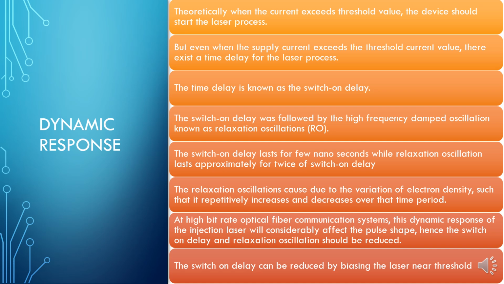The relaxation oscillations are due to the variation of electron density, such that it repetitively increases and decreases over that time period. In high bit rate optical fiber communication systems, this dynamic response of the injection laser will considerably affect the pulse shape. Hence, the switch-on delay and relaxation oscillation should be reduced. The switch-on delay can be reduced by biasing the laser near threshold.